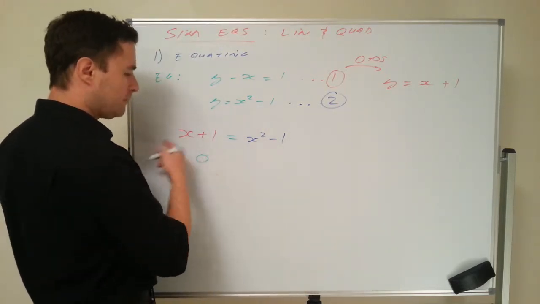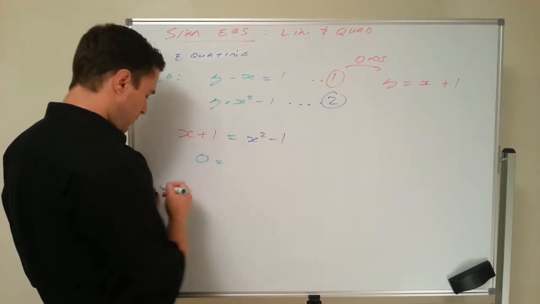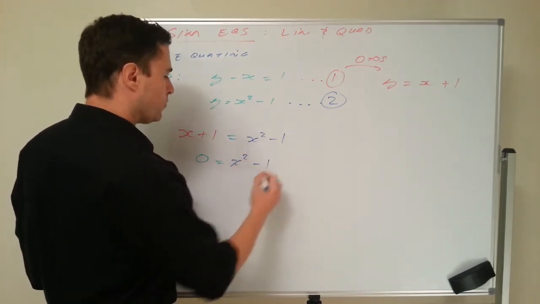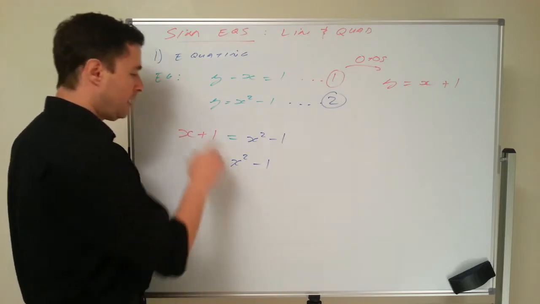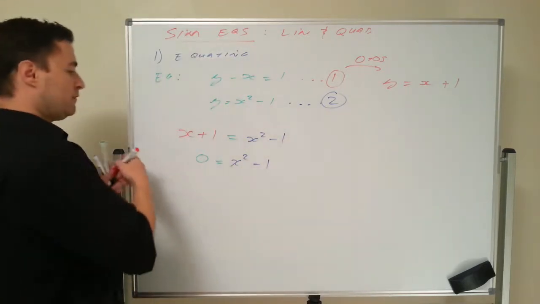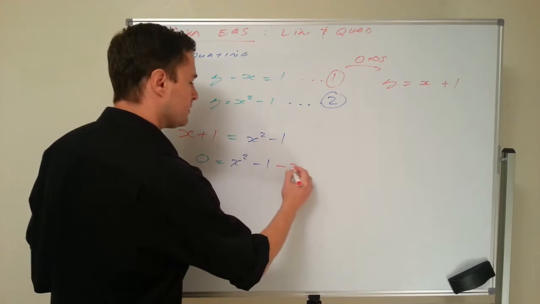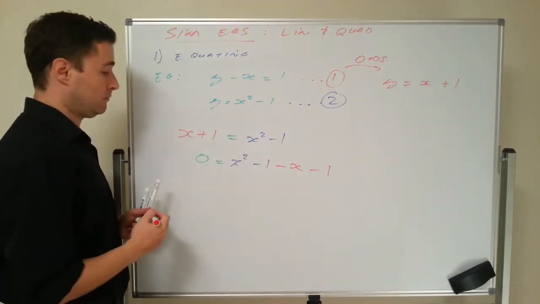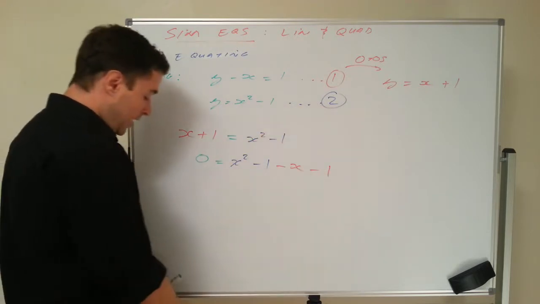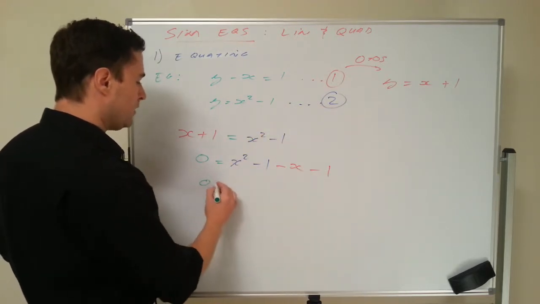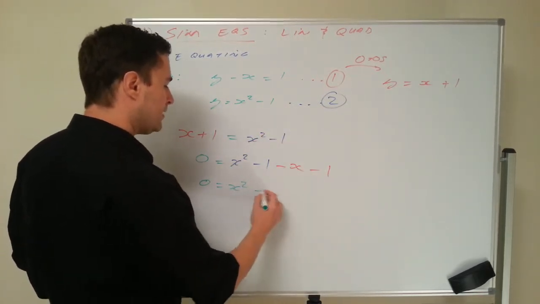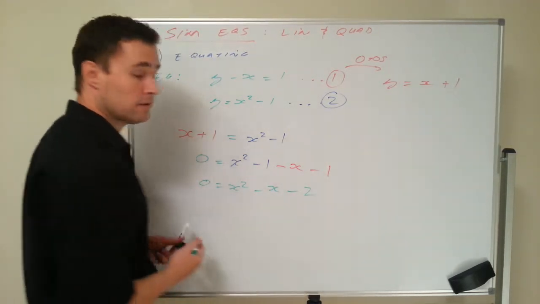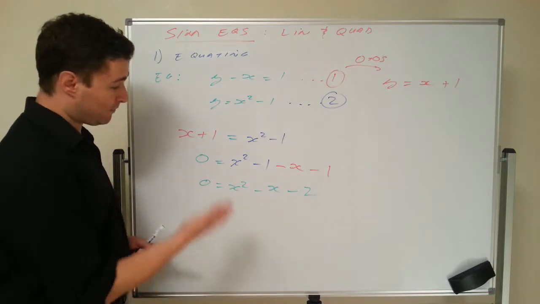So I've got 0, nothing is left here, equals x squared minus 1. And I'll move this over. The opposite of plus x is minus x. The opposite of plus 1 is minus 1. Everyone with me? So I've just moved everything to that side. And now we tidy it up. 0 equals x squared minus x minus 1, and minus 1 is minus 2. Are you with me? Fantastic.